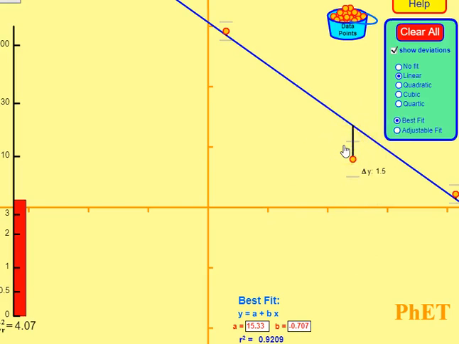So that's how you should look at a graphical representation when you're plotting it, while you're choosing the line of best fit and what you deduce from the data that you get from there.